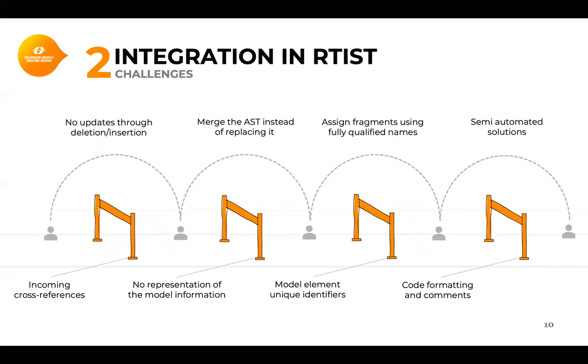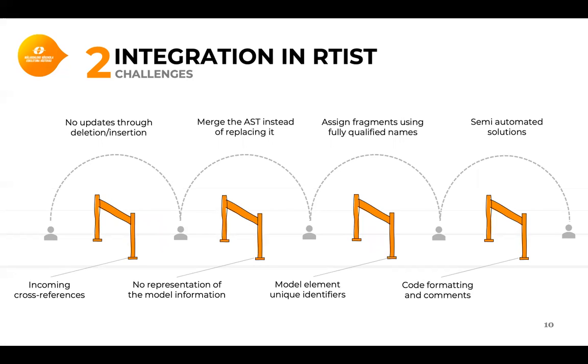While integrating the textual notation in Rtist, we identified some challenges involved in synchronizing changes across the graphical and textual models. First are the incoming cross-references. Now, one can create dependencies from the capsule to a state in the state machine. However, if one decides to delete the state machine and insert a new version, that could break cross-references, since the deletion will trigger cleanup of cross-references. So measures should be taken so that updates do not happen through deletion and insertion.